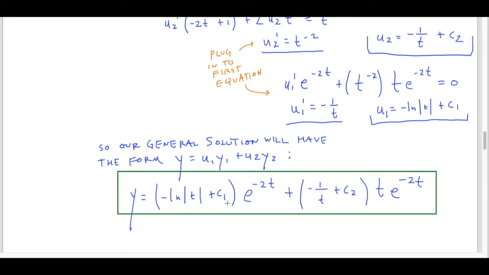So here is my general solution. I took u1 times y1 plus u2 times y2. That's it. I'm done with the problem. There's actually a couple things I do want to point out though.